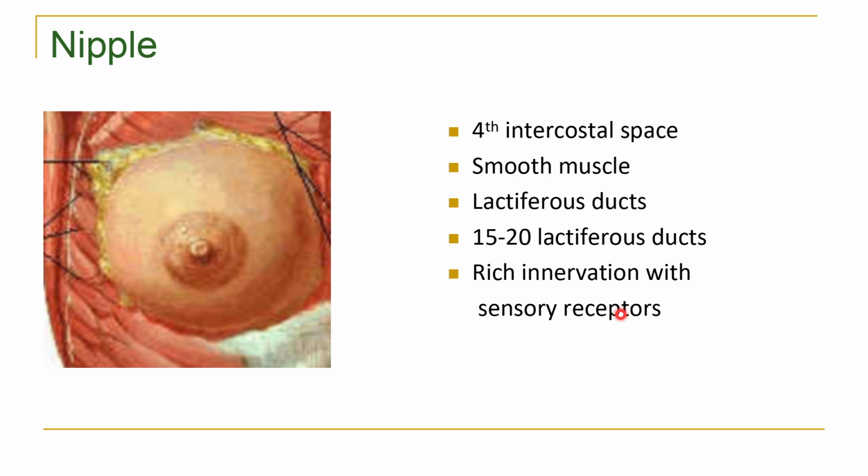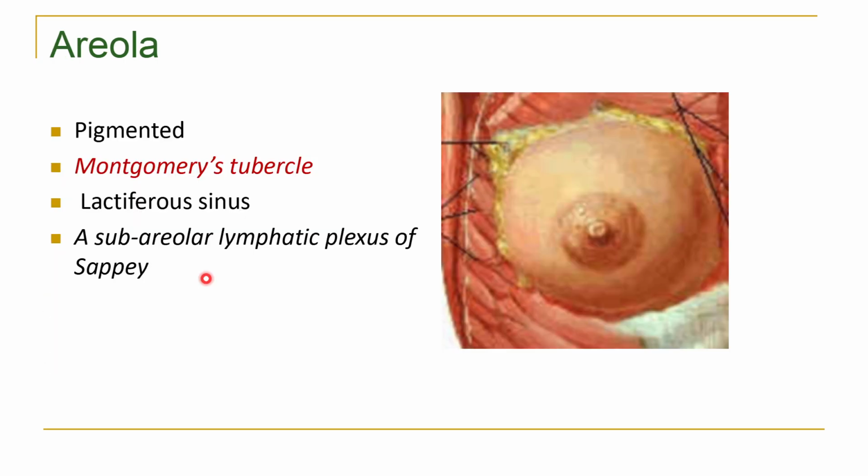Next, coming to the nipple. The nipple is a conical structure which is present at the fourth intercostal space. It consists of smooth muscles which are necessary for the erection of the nipple. And you can see the lactiferous ducts are present beneath the nipple. There are about 15 to 20 lactiferous ducts, and it is richly innervated with sensory receptors.